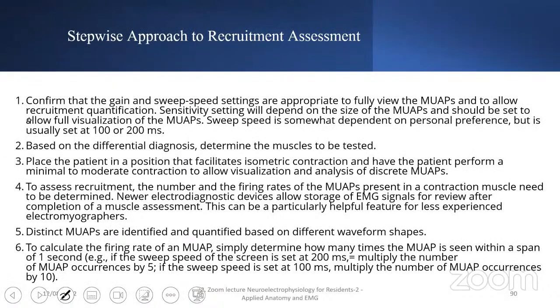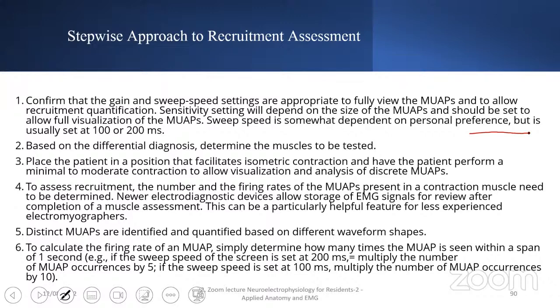So, stepwise approach to recruitment assessment: confirm that the gain and the sweep speed settings are appropriate to fully view the MUPs and to allow the recruitment quantification. Sensitivity will depend on the size of the MUPs and should be set to allow full visualization of the MUPs. Sweep speed is somewhat dependent on personal preference, but it is usually set to 100 or 200 milliseconds. Based on the differential diagnosis, determine the muscles to be tested. Place the patient in a position of comfort that facilitates isometric contraction. The patient performs a minimal to moderate contraction to allow the visualization and analysis of discrete MUAPs.